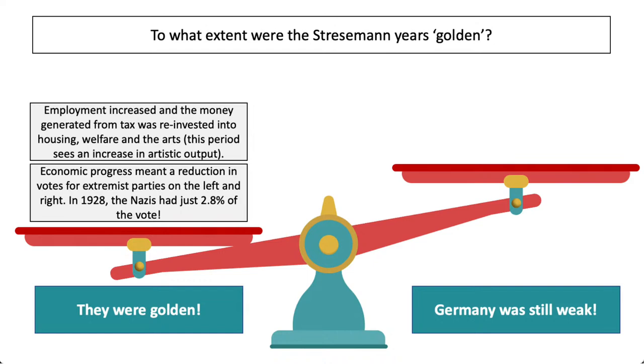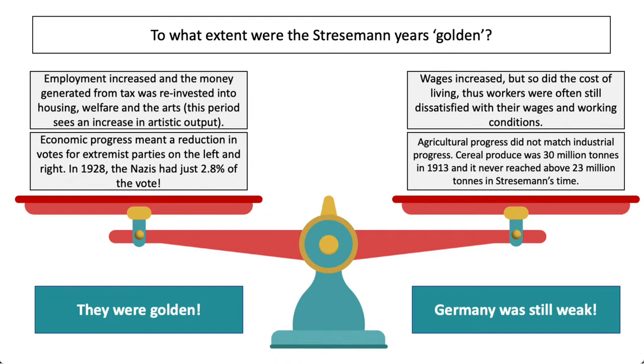Okay, should we have a little look? Germany was still weak. Absolutely. So agricultural progress doesn't match the industrial progress. When we talk about cereal produce, we're talking about grains, basically, for wheat and bread, so the population are well fed. It never gets close to pre-World War I levels, where Germany was one of the strongest economies and countries generally in the world. So that's a problem that Stresemann has to contend with, as well as the rest of Germany.